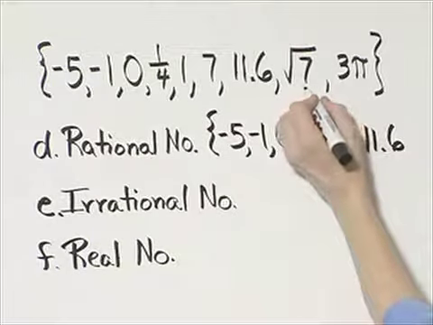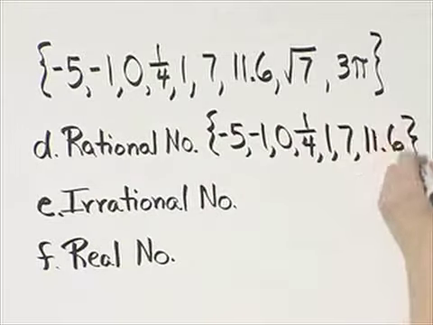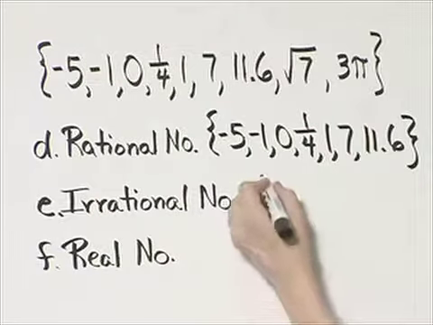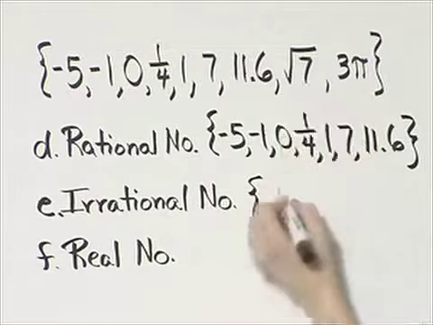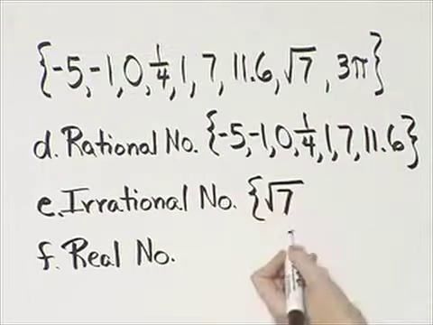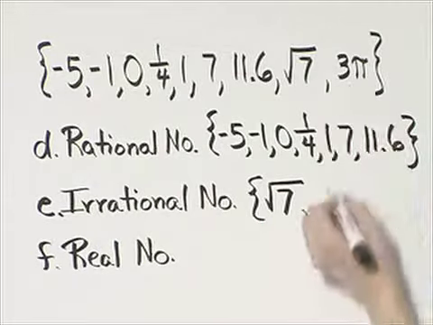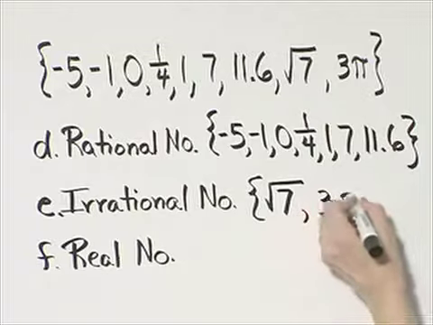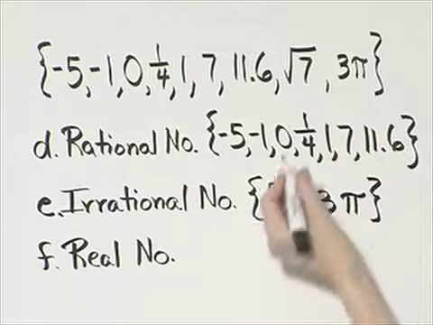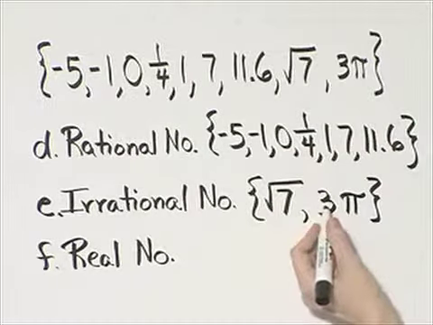Now, square root of 7 is not a rational number, and neither is 3 pi. Those are irrational numbers. The square root of 7 cannot be written in the form a over b, where a and b are integers and b is not 0. Neither can 3 pi. By the way, a number is either rational or it's irrational.